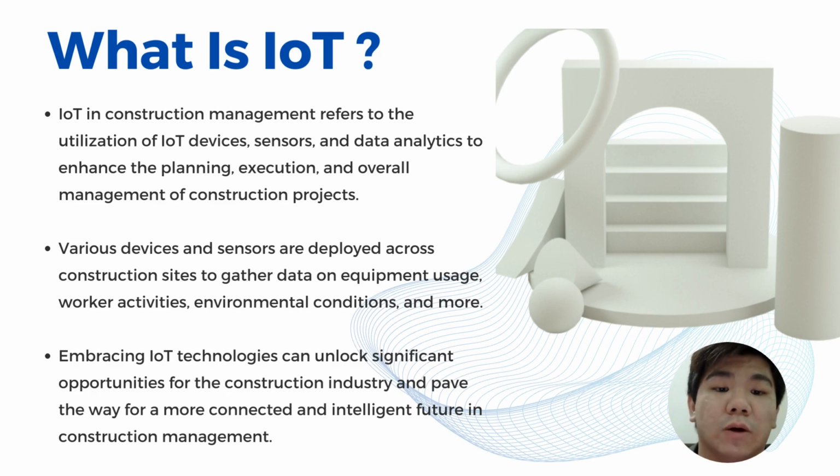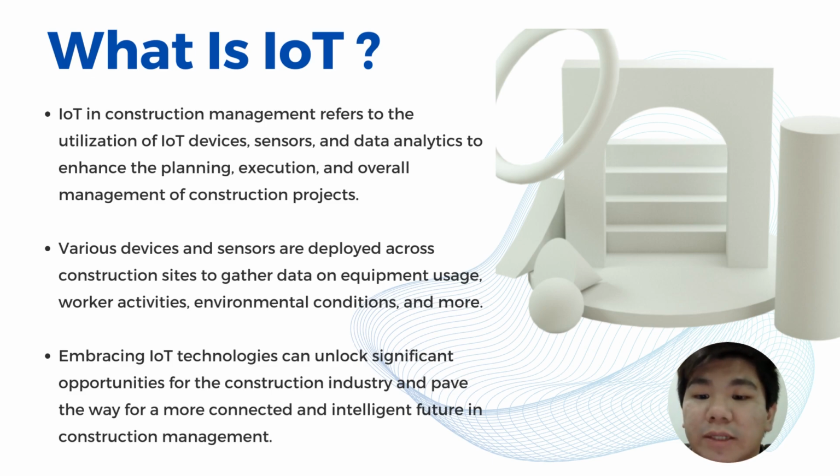By connecting physical objects and collecting real-time data, IoT enables construction companies to improve efficiency, productivity, safety, and decision-making throughout the construction life cycle. Various devices and sensors are deployed across construction sites to gather data on equipment uses, workers' activities, environmental conditions, and more. This data is then transmitted to a central system where it can be analyzed and used to derive valuable insights.